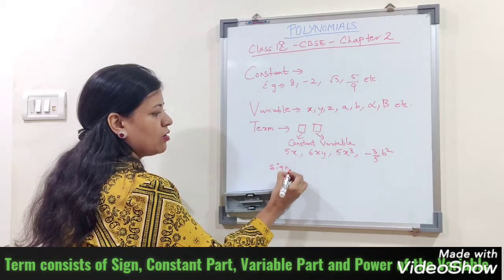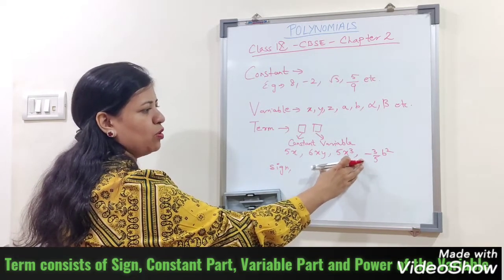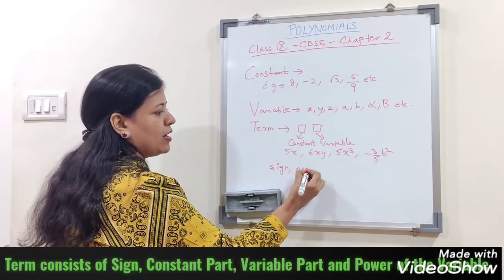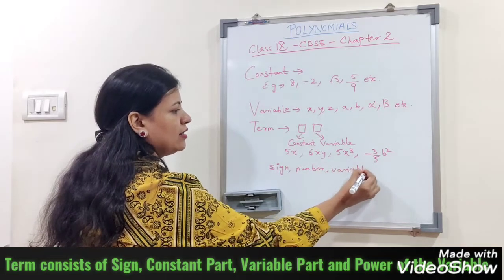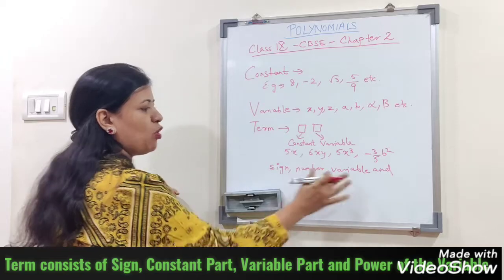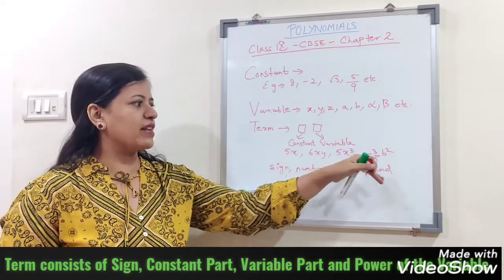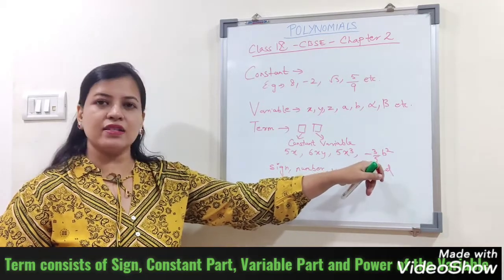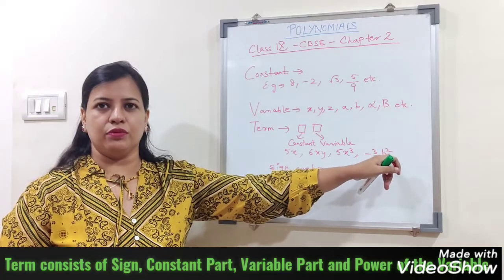Sign, right? You have to consider the mathematical operator, that is the sign also. Either it is plus or minus. So sign, then the number part, then you have the variable and the power of the variable. So these four things together make up the term. Like for example, minus 3 by 5 b squared, it has minus sign, then it has the number part and the variable part b, which is raised to the power 2, right?